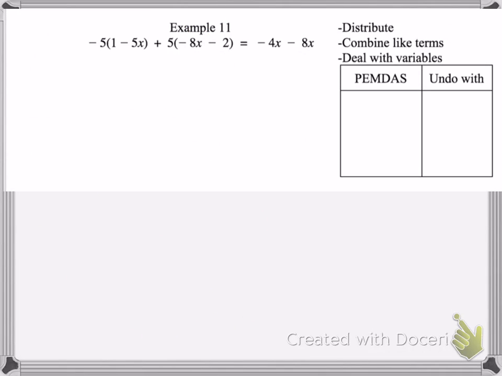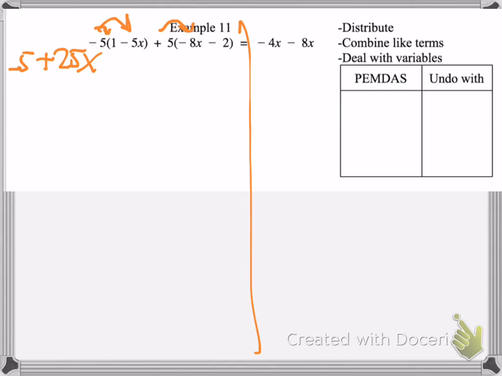Last one. Lots of stuff happening. Don't freak out. It's not too bad. You'll survive. We need to distribute first. Okay, I'm going to have to write a little bit smaller or maybe erase. We'll see what happens. So negative 5 times 1 is negative 5. Negative 5 times negative 5, you hear that negative, negative? That makes it plus 25x.